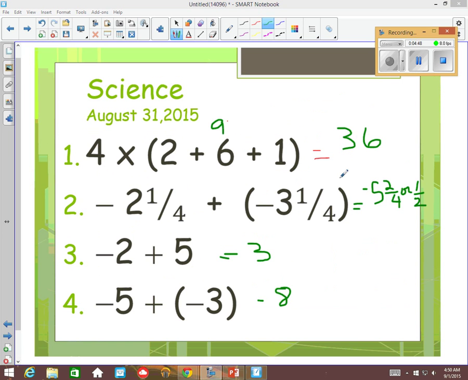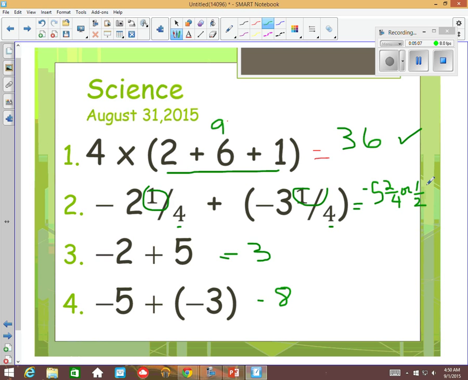So just check your work on this page here. I added inside the parentheses first, and I have 9. 4 times 9 is 36. Here you don't have to find a common denominator because 4 is the common denominator. Just add the top numbers and you have 2/4.